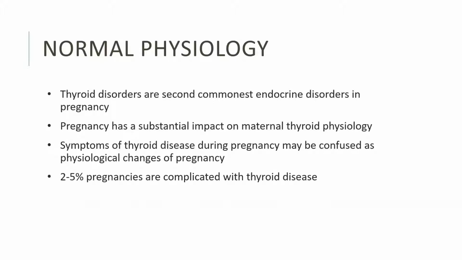2 to 5% of pregnancies are really complicated with thyroid disease, but this is a figure which is not applicable to all types of population. There are varied prevalences according to geographical areas, ethnicities, and there's a lot of variation related to the iodine content of a geographical area as well.